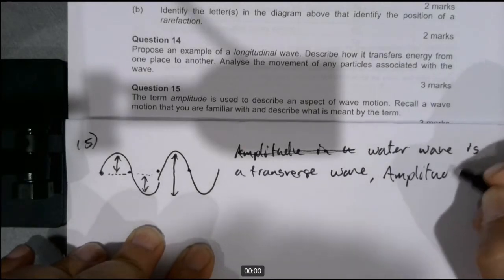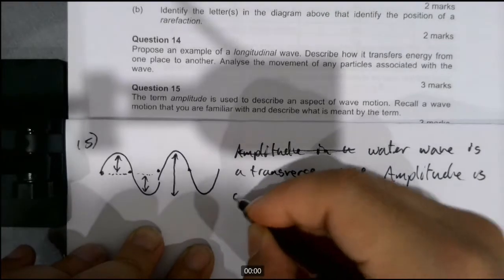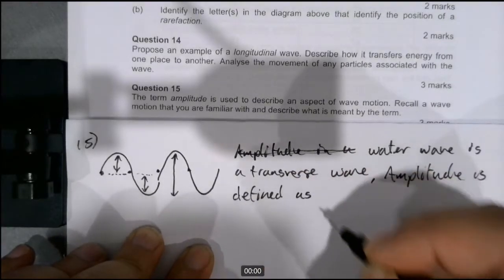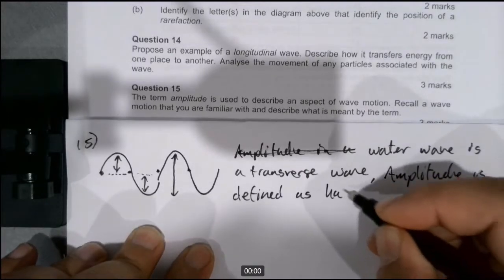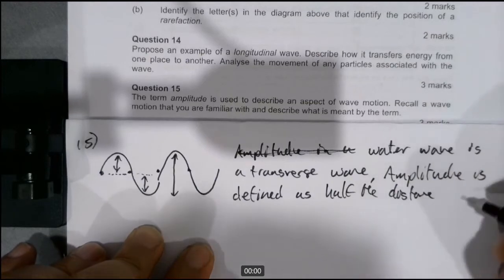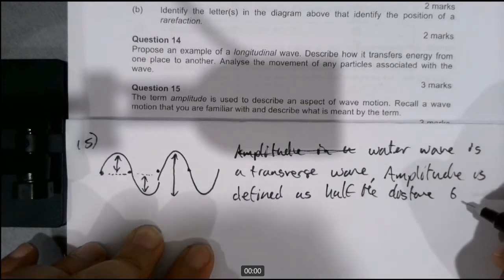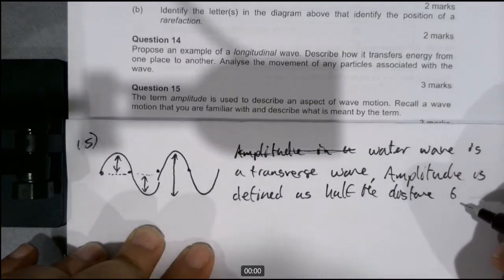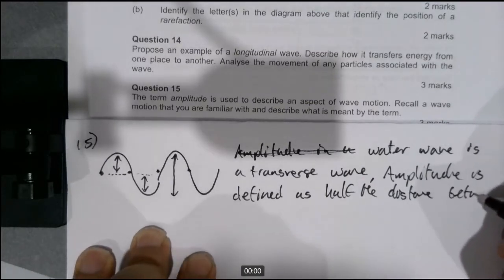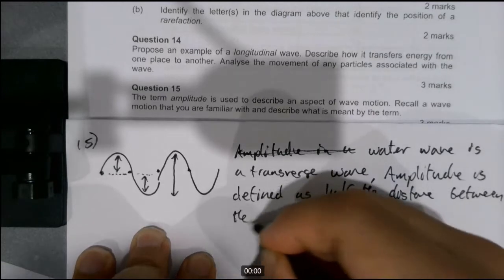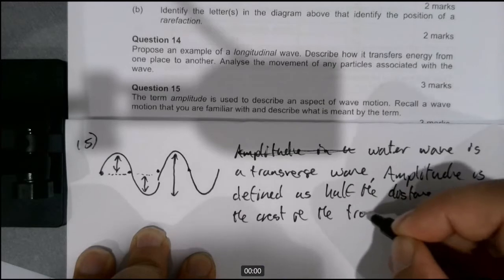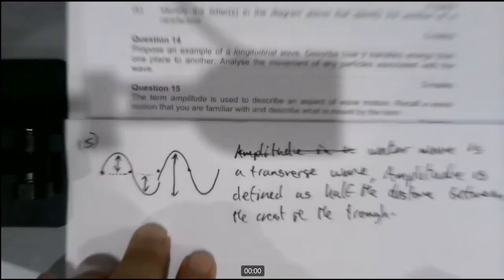Amplitude is defined as half the distance between the crest and the trough. Okay, and that's perfectly fine.